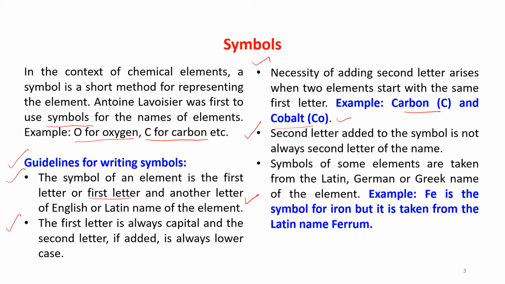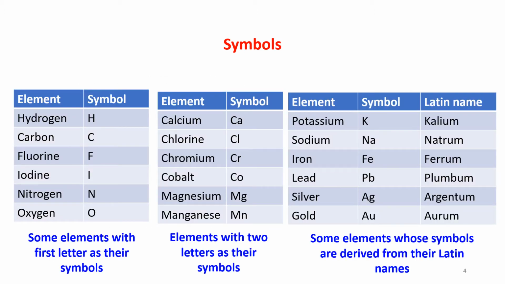The second letter added to the symbol is not always the second letter of the name. Symbols of some elements are taken from the Latin, German or Greek name of the element. For example, Fe is the symbol for iron, but it is taken from the Latin name ferrum. Okay. Some symbols are given here in this table.